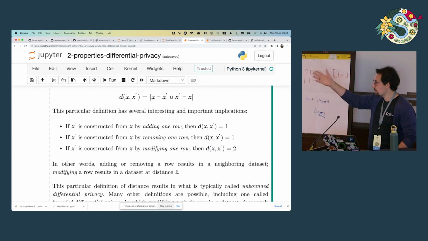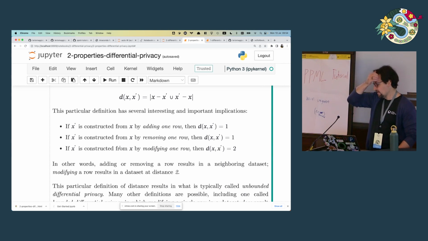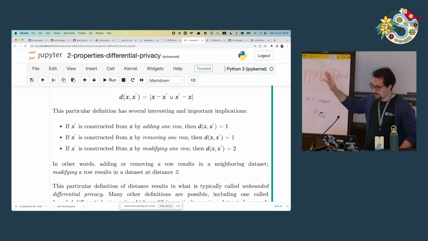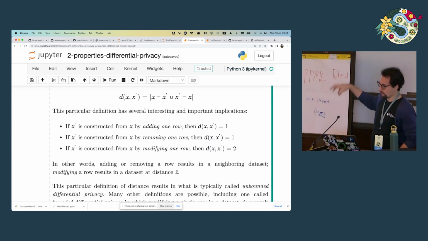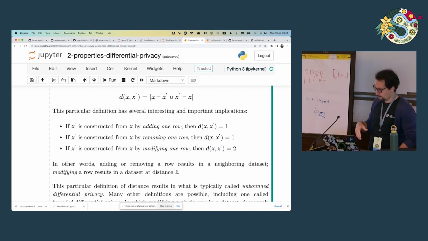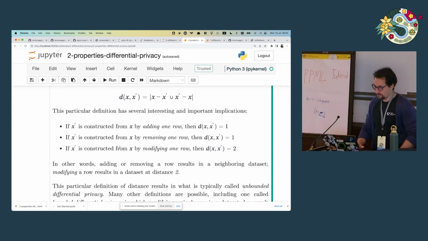There are different versions of distance. The reason why we're considering this particular definition of distance is because it results in what is typically referred to as unbounded differential privacy. You can have other definitions of distance, leading to what is called, on the other hand, bounded differential privacy. All of this to say what exactly?